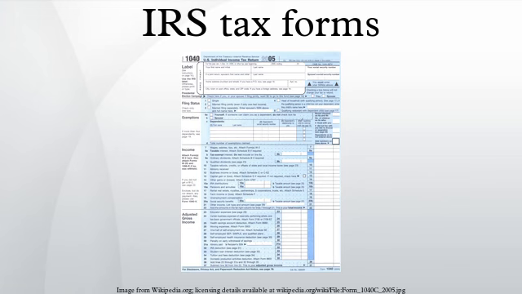Schedule L was used to figure an increased standard deduction in certain cases. Schedule M is used to claim the Making Work Pay tax credit. Schedule R is used to calculate the credit for the elderly or the disabled. Schedule SE is used to calculate the self-employment tax owed on income from self-employment.